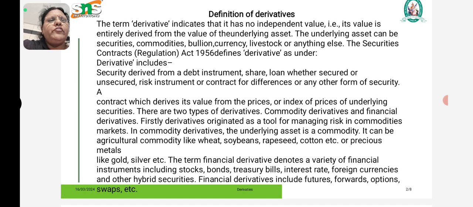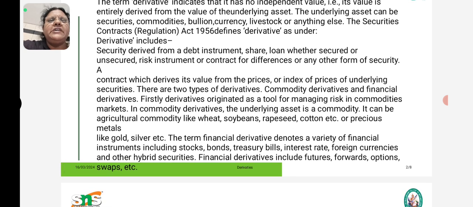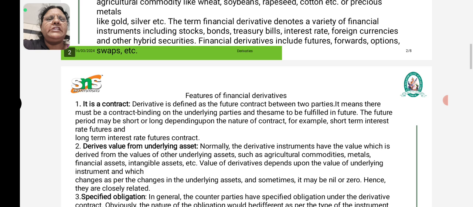First, derivative originated as the tool of managing risk in commodities market. In commodity derivative, the underlying asset is a commodity. It can be agriculture commodity like wheat, soya bean, cotton, or precious metals like gold, silver, etc. The term financial derivative denotes a variety of financial instruments including stock, bonds, treasury bills, interest rate, foreign currencies, and other hybrid securities. Financial derivatives also include futures, forwards, options, and swaps.